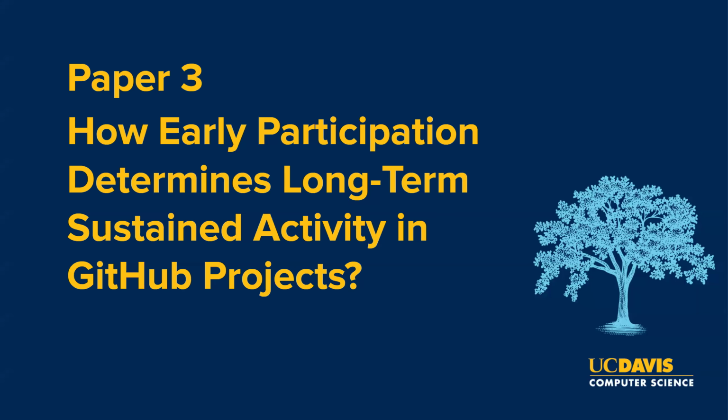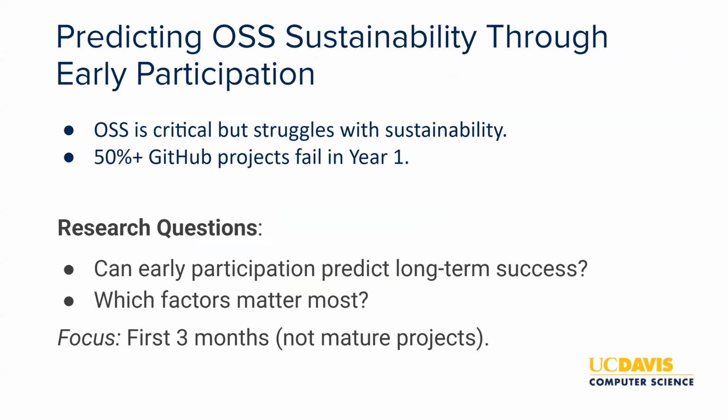Paper 3 is how early participation determines long-term sustainability in GitHub projects. The background is that they want to predict OSS sustainability through early participation. OSS is critical but struggles with sustainability. They have two research questions. The first is, can early participation predict long-term success? And the second is, which factors matter most?